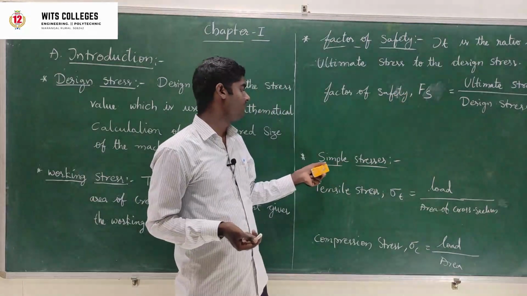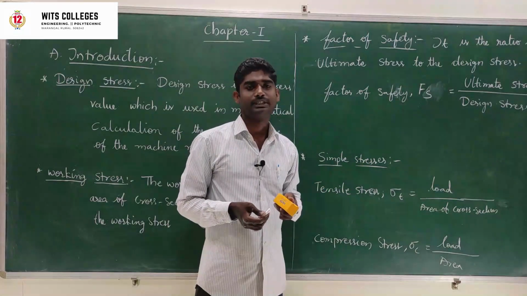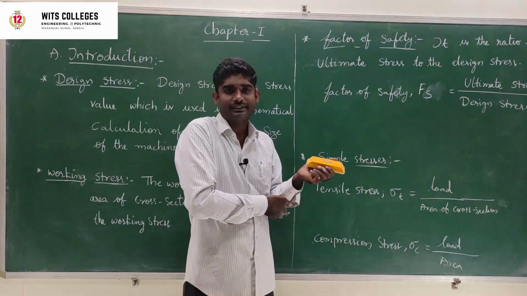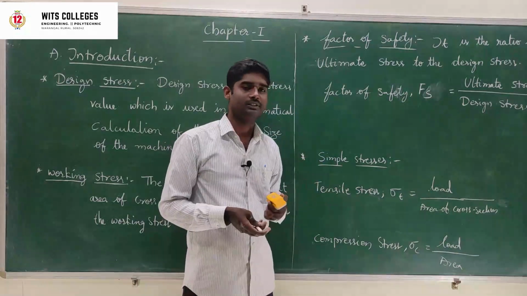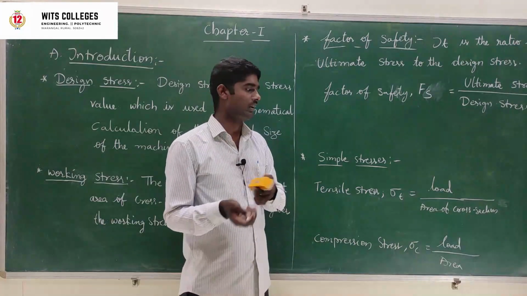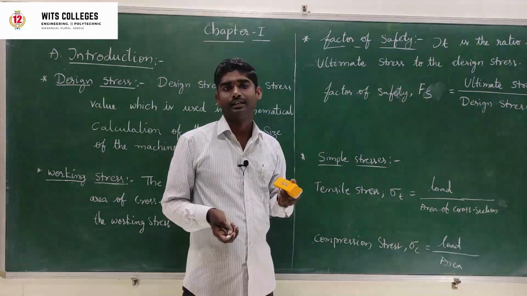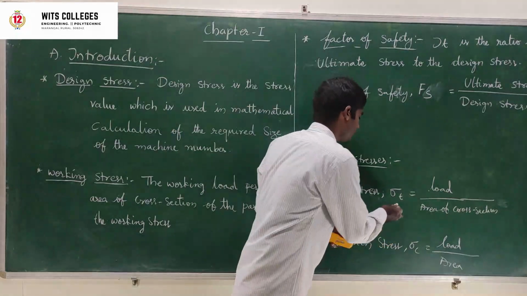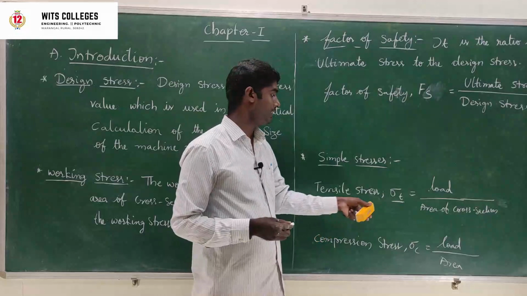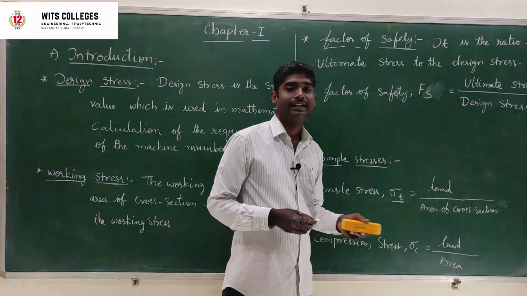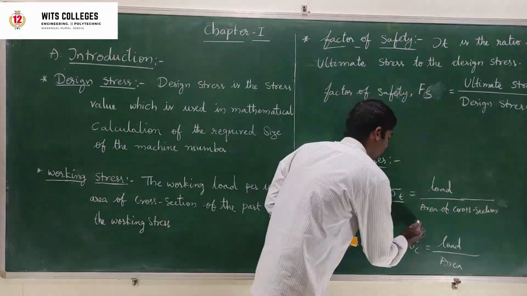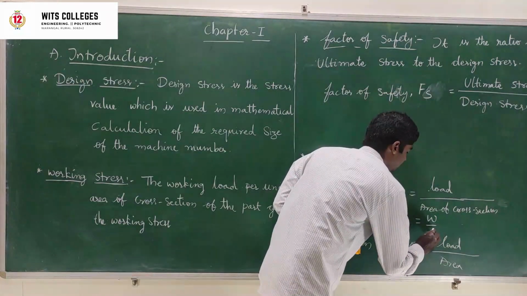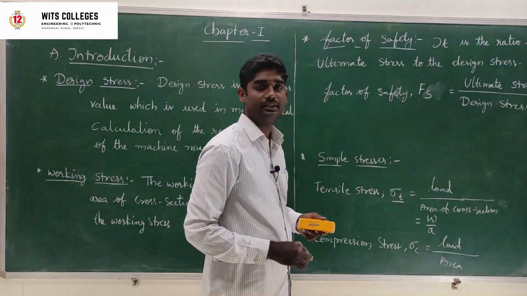And coming to the simple stresses, as we already know from our SOM subject, tensile stress and compressive stress. What is tensile stress? It is the ratio of the load to the area. The tensile stress is denoted by sigma T. Sigma T is equal to load by area of cross section. Load is denoted by W and area is denoted by A. W by A.